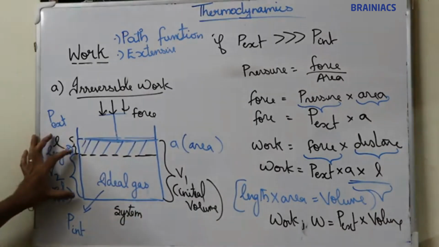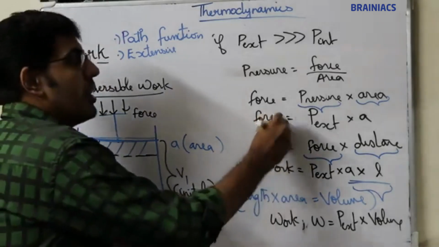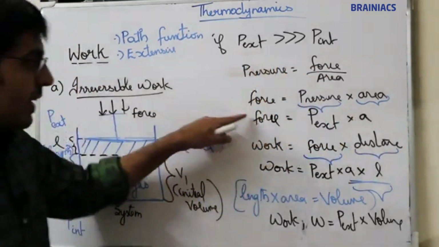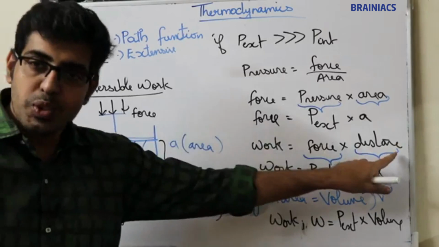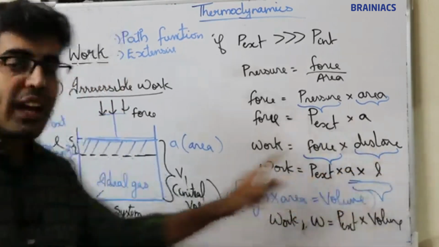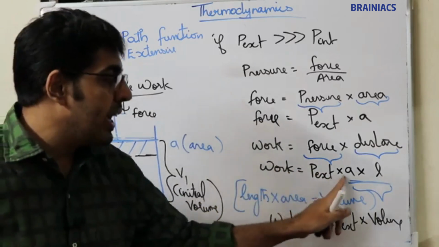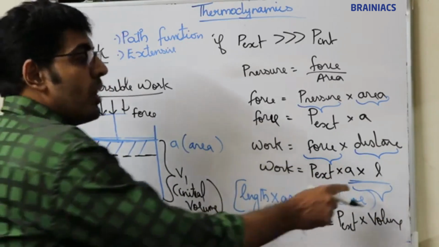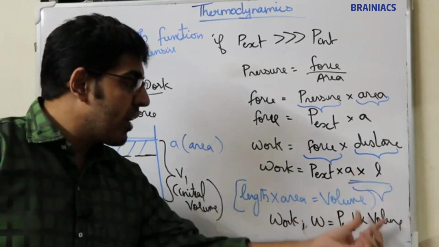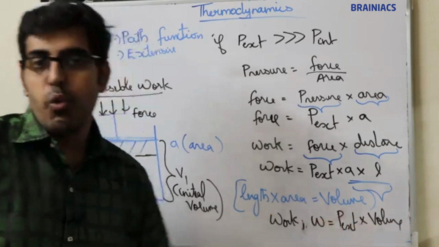Let the new, final volume be V2. So force is equal to external pressure into area. Now, what is work? Force into distance or displacement. Force is external pressure into area, and the distance is length L. So work is equal to P external into A into L. Now what is A into L? Length into area is volume. So instead of A into L, you can write volume. So work W is equal to P external into volume. I think it's clear till here.